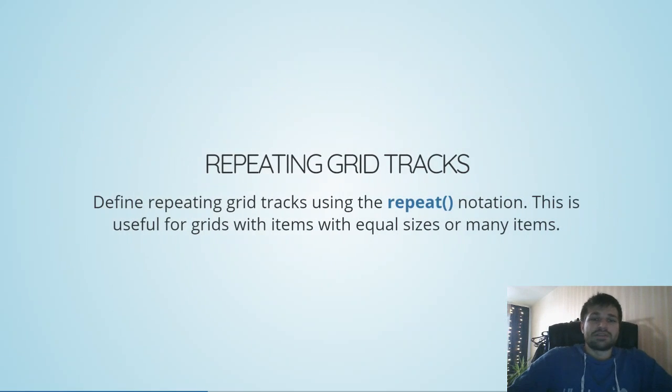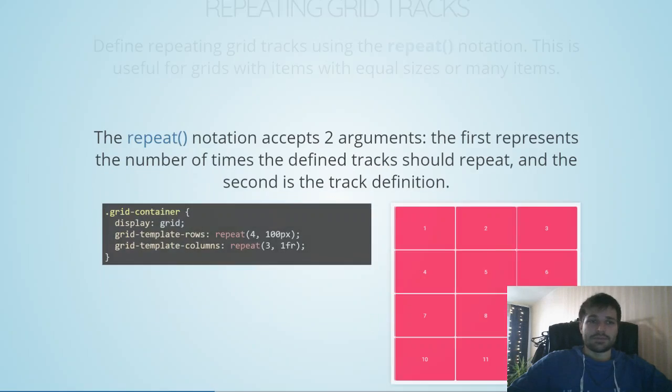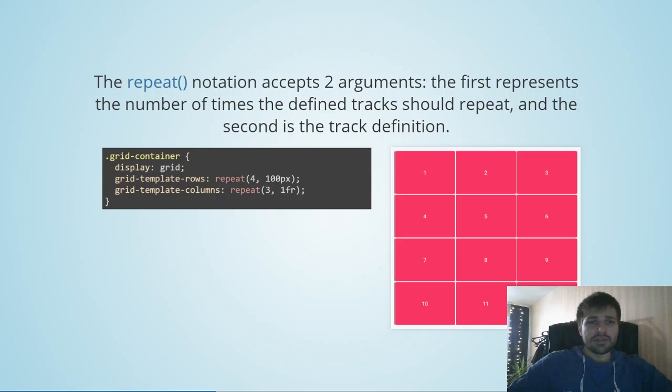What about repeating grid tracks? Define repeating grid tracks using the repeat notation. This is useful for grids with items of equal sizes or many items. The repeat notation accepts two arguments. The first represents the number of times the defined tracks should repeat, and the second is the track definition. So in this example we have 3 of the same columns and 4 of the same rows.